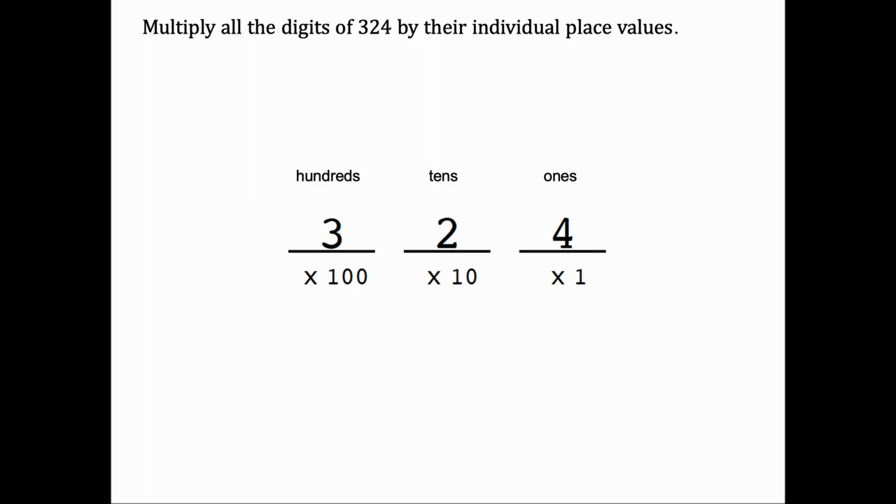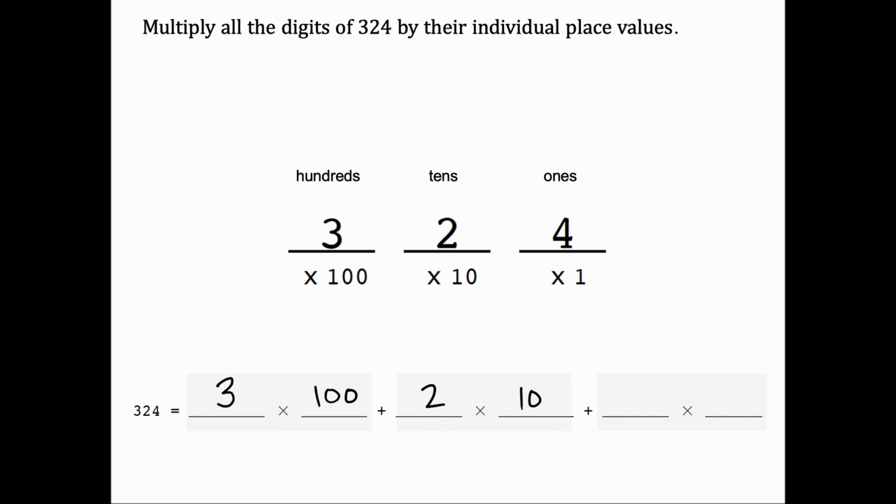Multiply all the digits of the sequence 324 by their individual place values. There's a 3 in the hundreds place, so we'll multiply 3 times 100. There's a 2 in the tens place, so we'll multiply 2 times 10. And there's a 4 in the ones place, so we'll multiply 4 times 1.